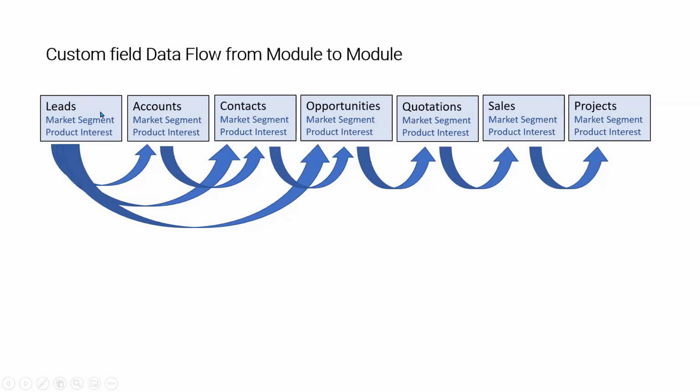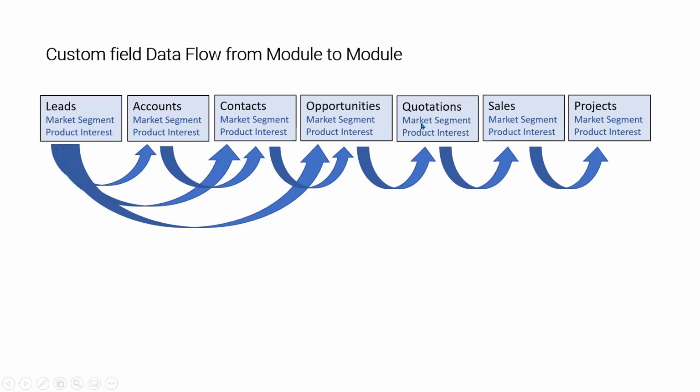Also, if you don't use the leads module, you can start in accounts, and if you put market segment into accounts and contacts, the data will flow from accounts to a new contact record, okay? From the new contact record, then it would flow to a new opportunity record. From an opportunity record, it will flow from opportunity when you convert to a quote, or if you convert an opportunity to a sale, or if you convert an opportunity to a project. I didn't put all the million arrows in here because it was getting too complicated.